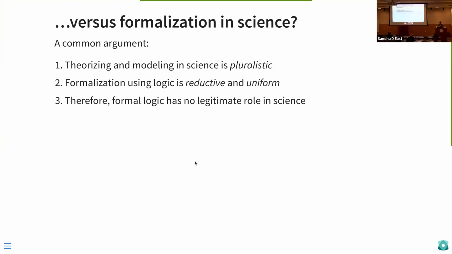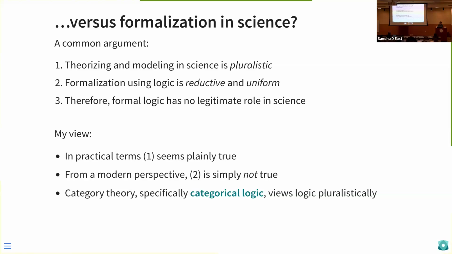There's a common viewpoint that the usage of logic is inherently reductive. So you might think that if one takes as a premise that the practice of theorizing and modeling in the sciences is pluralistic, and I believe that's true, but the use of logic is inherently reductive, then it really has no legitimate role to play in the practice of science. It will inherently introduce a false kind of reductionism. What I want to suggest is that the second point is actually not true. I could see how someone would have that conception, but from a modern point of view, particularly the point of view suggested by category theory and categorical logic, logic is itself best seen in a pluralistic way: there's not a single logic, but many of them.